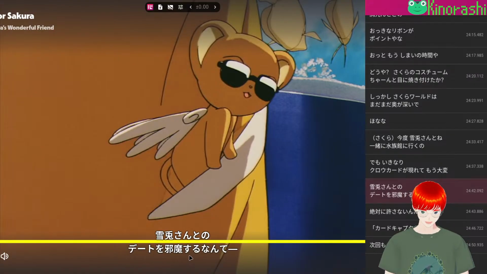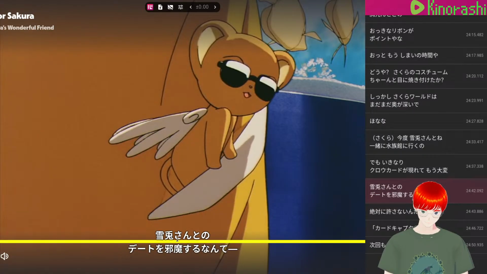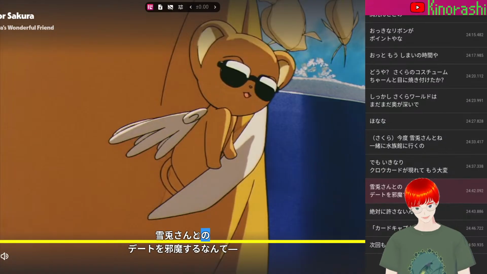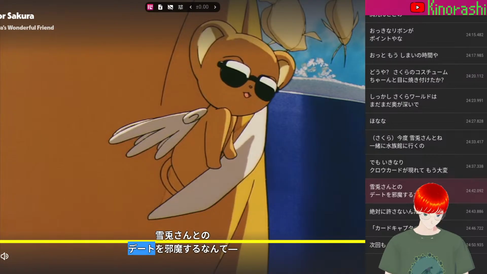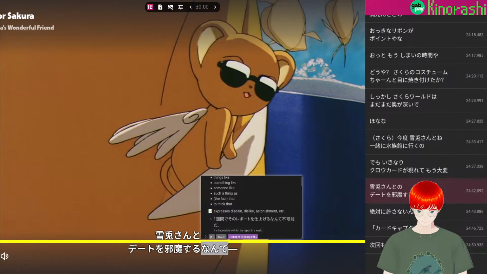So, date o jama suru nante. So, a date with Yuki-san, and this no has to be here because it lets you know that this phrase should not be used for the general sentence, but should be used just for describing this. So, a date with Yuki-san. So it does hindrance. So it does hindrance to a date with Yuki-san. So something like, to think that it hindered the date with Yuki-san.